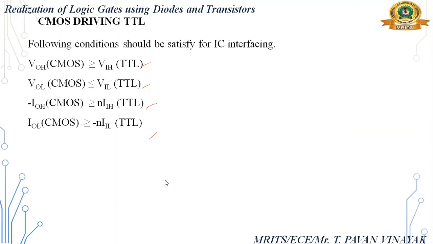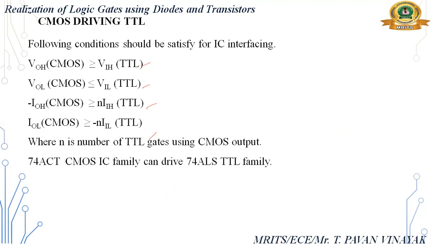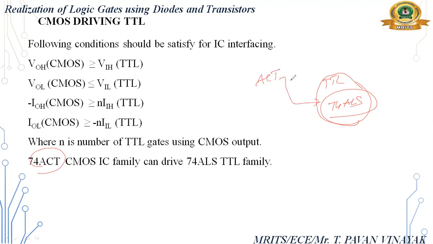So we already learned some types of logic families. Out of those, 74ACT is compatible with TTL, that is, 74ALS ICs only. These ICs can accept only 74ACT inputs. 74ACT output is connected to 74ALS inputs. Okay, the only possible one is this one.